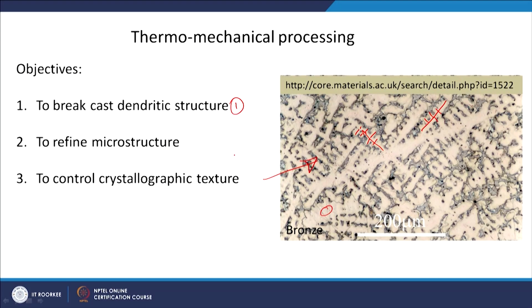So, the first objective is to break the cast dendritic structure. The second objective is, when you are breaking this cast dendritic structure, we also want to refine the microstructure.